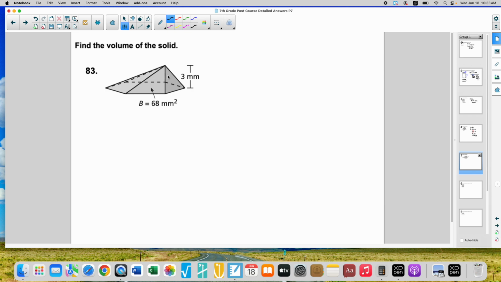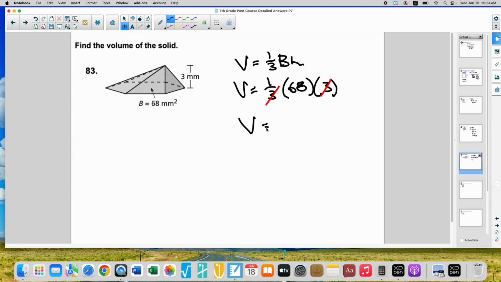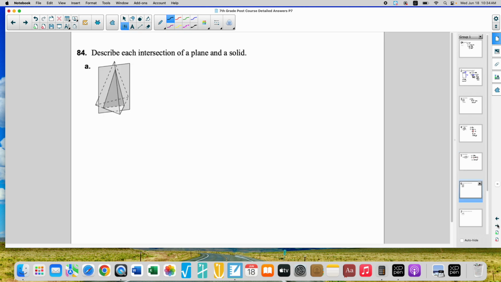All right, this is a single base, so the volume of a pyramid is 1/3 big B times H. So 1/3, they give you the base, which is 68, times the height, which is 3. This is nice because we will cancel those. And that gives us a volume of 68 millimeters cubed. That was really easy. Nice.